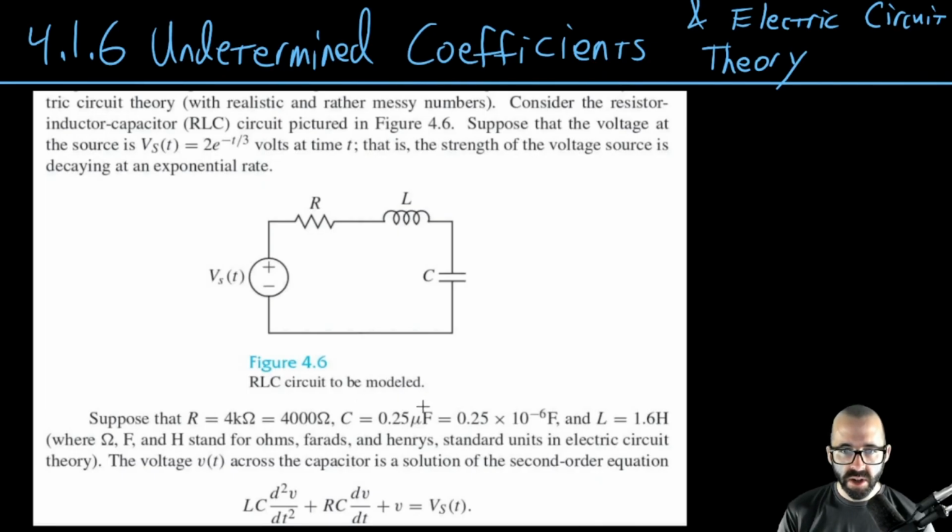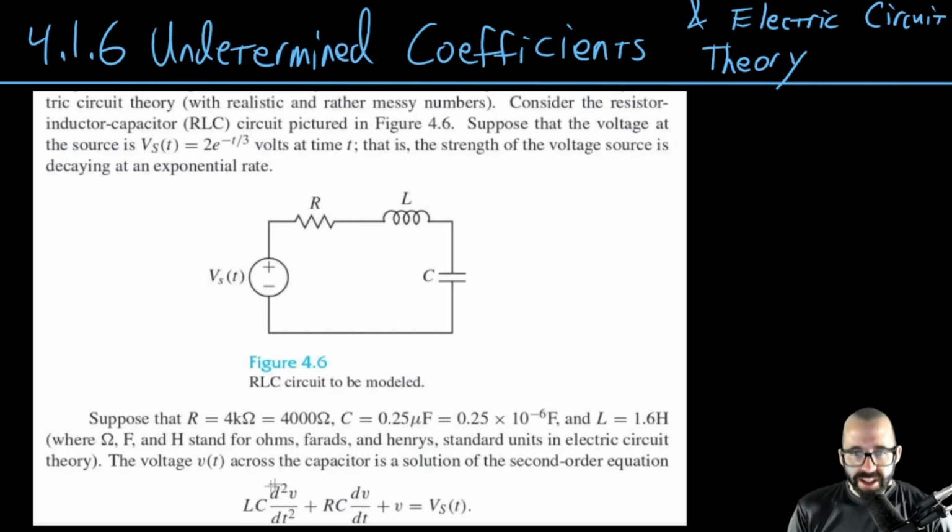Microfarads, I believe. And C is going to be 0.25 times 10 to the negative 6 farads. And our constant L is going to be 1.6 henries, which I didn't even know was a unit. But yes, all of these are standard units in electric circuit theory.